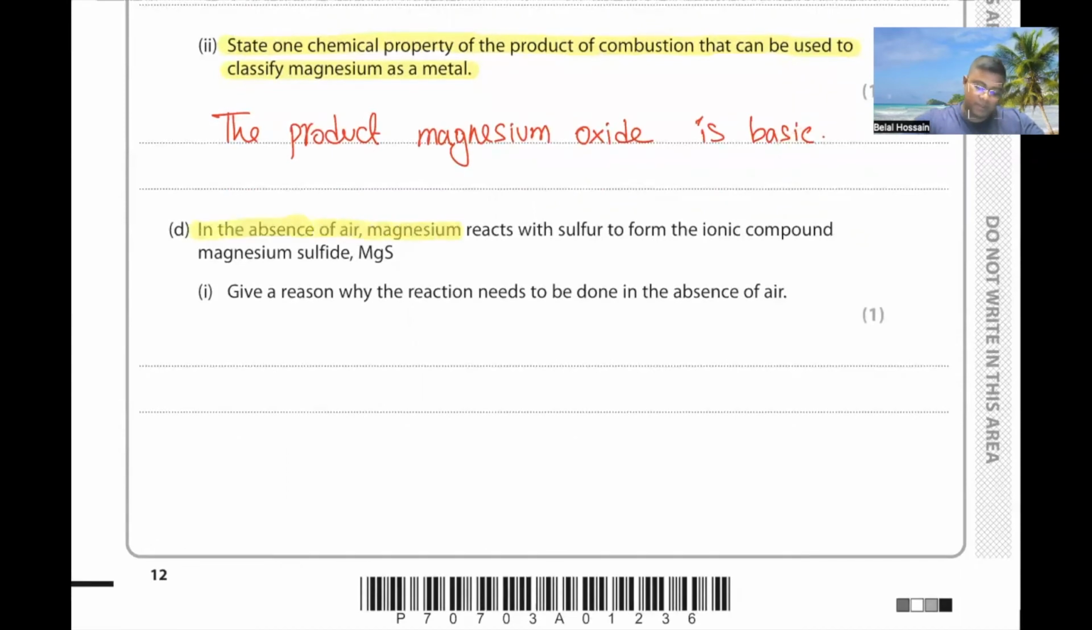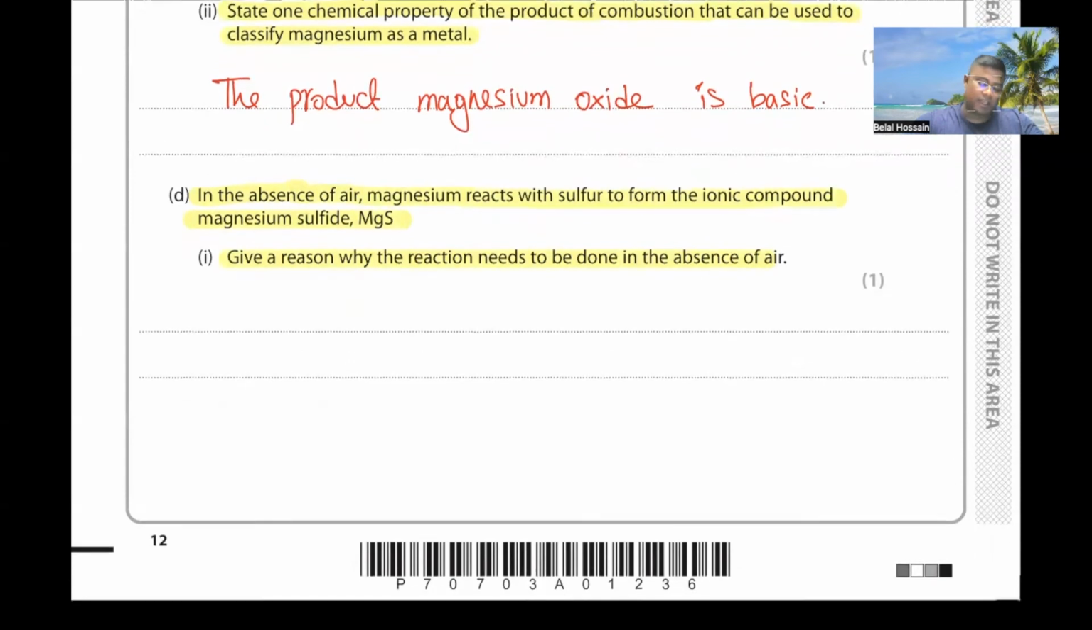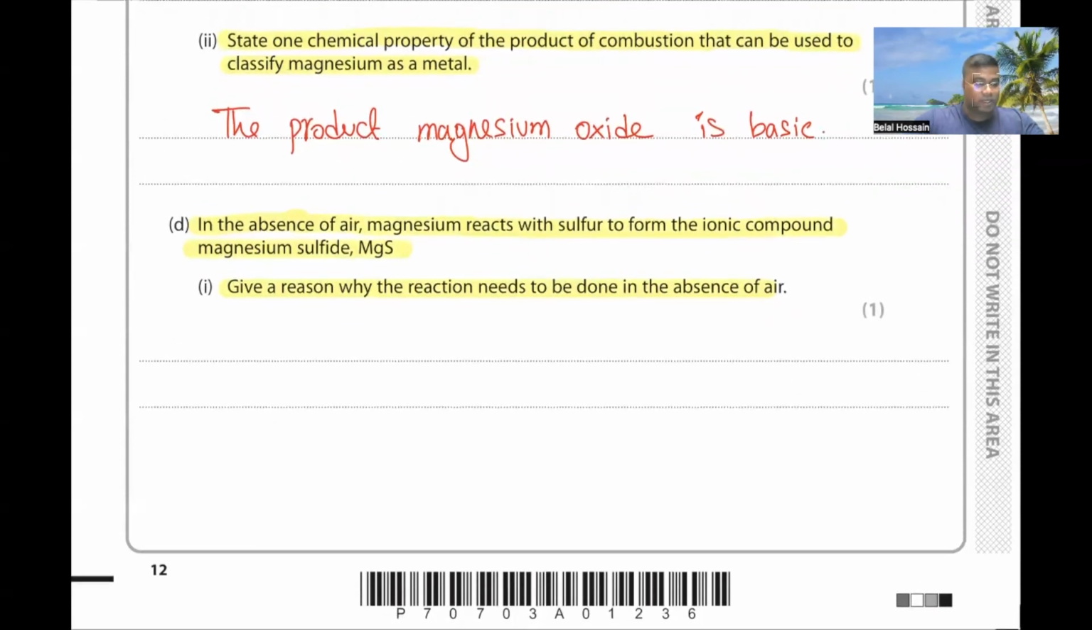In the absence of air, magnesium reacts with sulfur to form ionic compound magnesium sulfide. Give a reason why the reaction needs to be done in the absence of air. So basically, in the presence of air, magnesium oxide would form and sulfur would react with oxygen individually.